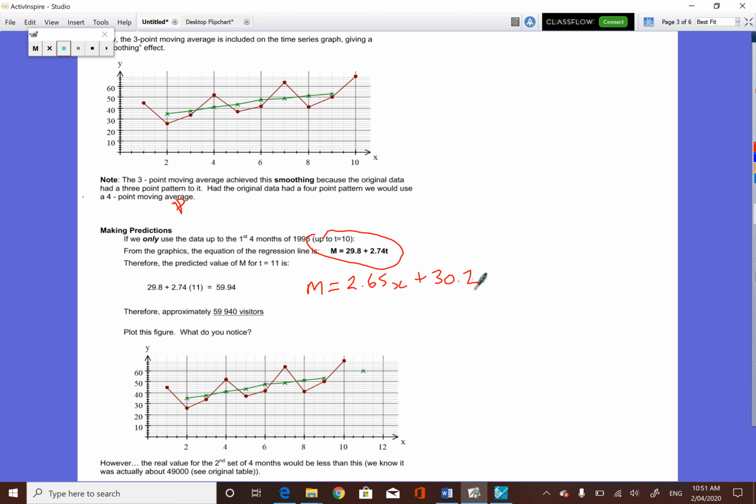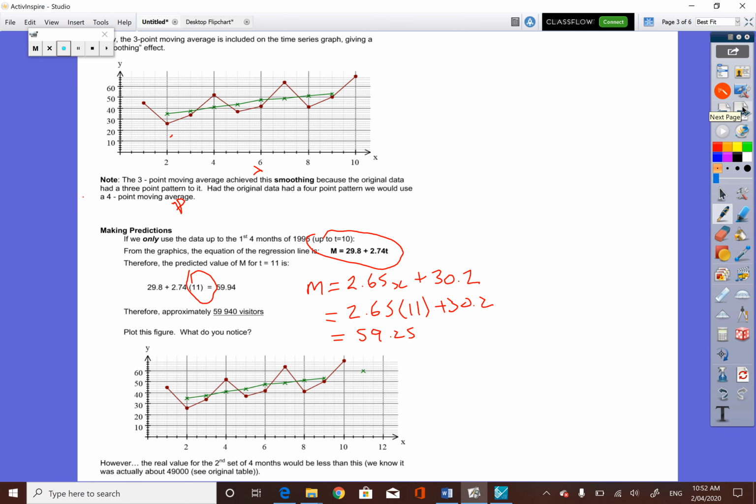Okay, if you wanted to now make a prediction, you could use this line. So let's say here that we wanted to find, they're saying the 11th month. So if we wanted to use the 11th month for ours, we could do this. Now I've got a little calculator here, I'll quickly type that in. We'd go 2.65 times by in brackets 11 plus 30.2. And then we'd get 59.35. So that means that there would be 59.35 thousand visitors in the 11th month of that time series.